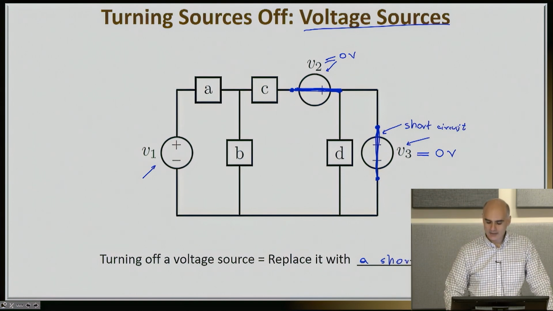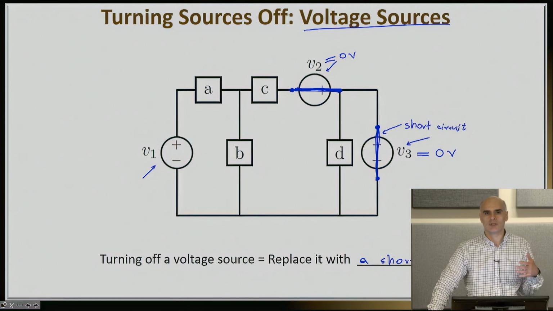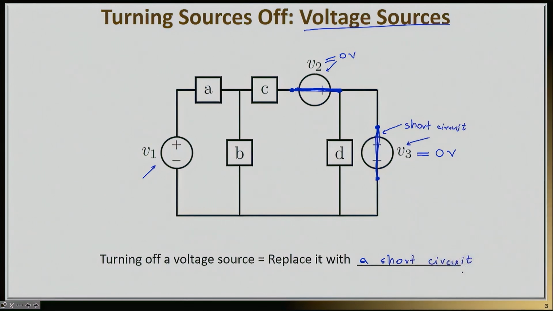It's really a simple rule to remember, and of course it's a very intuitive rule. Why does replacing a voltage source with a short circuit make sense? Because we know that in a short circuit the voltage drop is 0. By definition, the voltage at this point is equal to the voltage at this point, therefore the voltage drop V3 is 0. Similarly, the voltage at this point is exactly the same as the voltage at this point. They're connected by wire, therefore the voltage drop is 0. Of course, exactly the same thing would happen in V1 or in any other situation where you have to turn off a voltage source. Just replace it with a short.